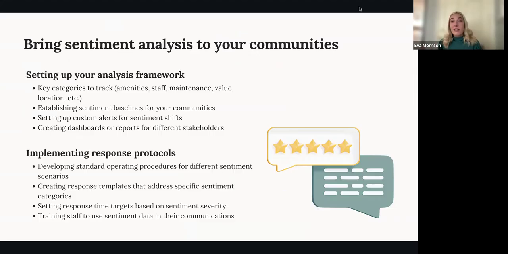The first is setting up that analysis framework, really defining those key categories. What are those big buckets at your communities that you want to be able to monitor, dig into sentiment around, and understand what renters and prospects are saying? Things like amenities, staff, maintenance, value. This might be different on a community basis, but defining those categories is a great place to start.